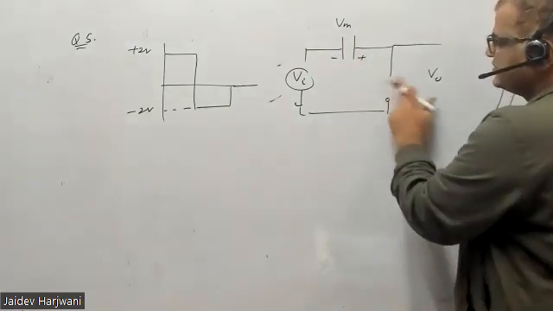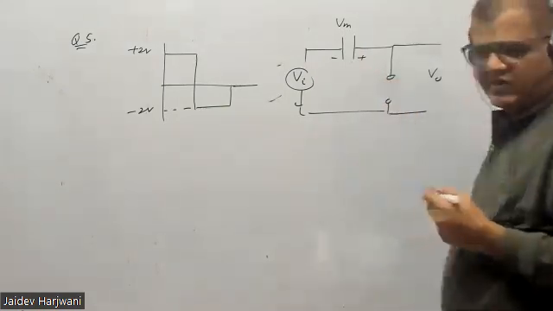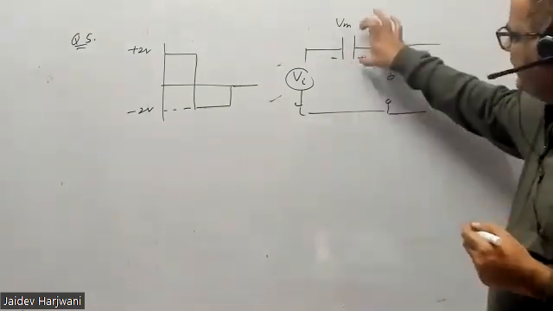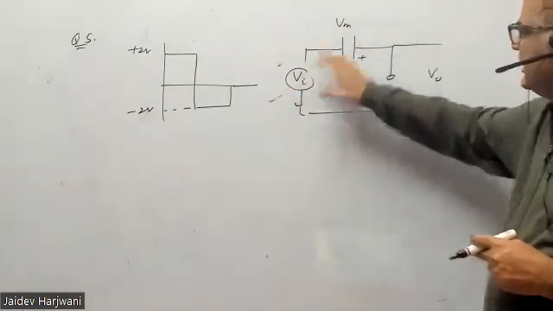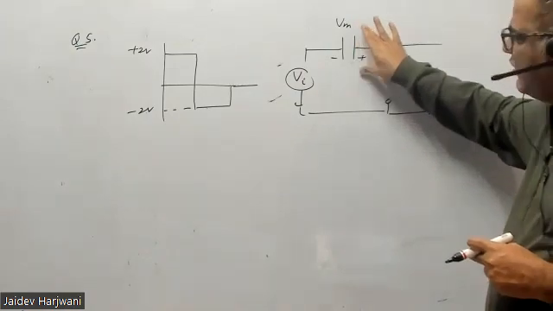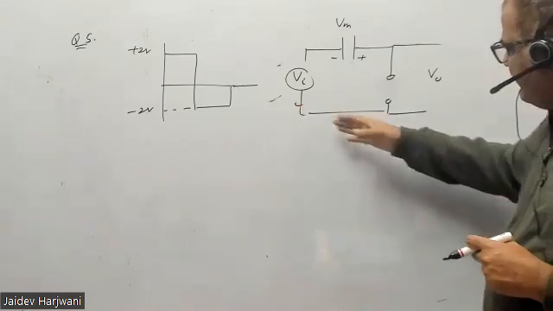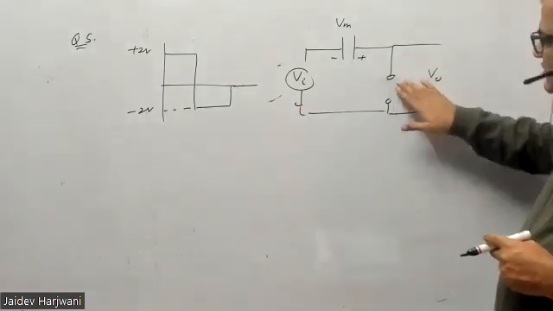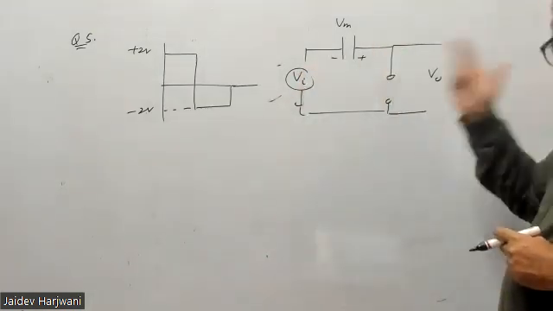For the rest of the time period, this diode will become open, because now it cannot be forward biased, since this voltage and this voltage are equal. Even if it is a sine wave here, V max will always be greater than this one. So even for the negative cycle, the diode will be reverse biased. For the positive cycle, this is obviously reverse biased.